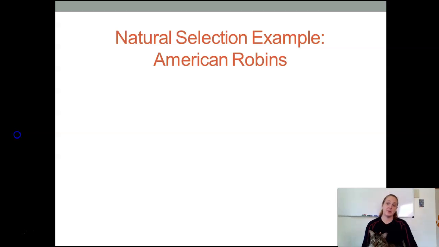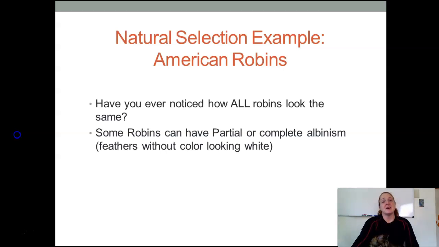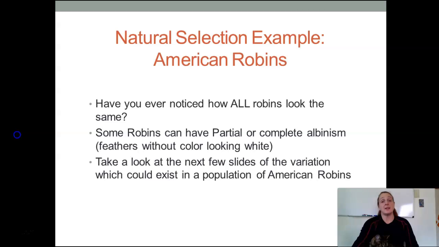So I want to give you an example that hopefully you're familiar with of natural selection. In our area, we have the American robin. And for the most part, robins all look the same. But sometimes robins can have partial or complete albinism. In other words, they have patches of feathers or individual feathers that look white.